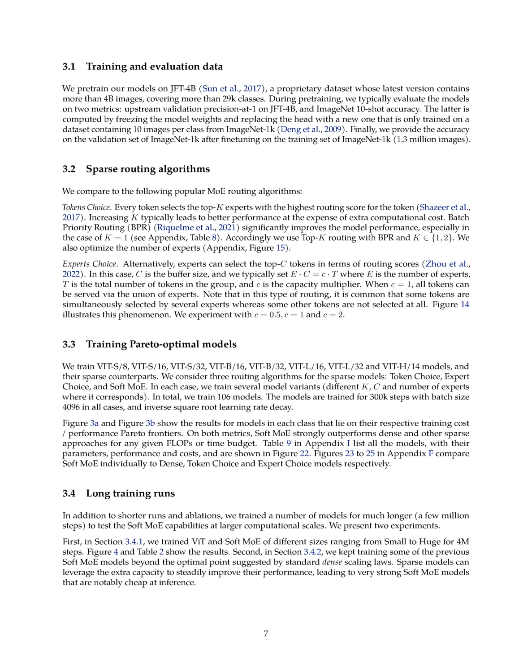Section Summary. In this section, the authors compare different routing algorithms for sparse models in the context of mixture of experts, MoE. They evaluate two types of routing algorithms: token choice, where tokens select the top K experts, and expert choice, where experts select the top C tokens. They experiment with different values of K and C and train a total of 106 models. The results show that soft MoE outperforms dense and other sparse approaches in terms of performance and cost for any given FLOPs or time budget.